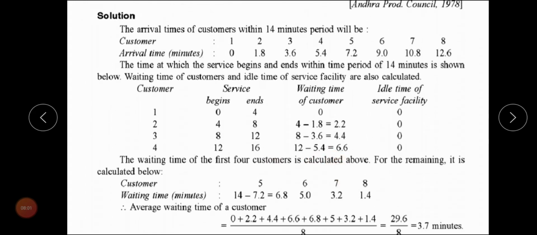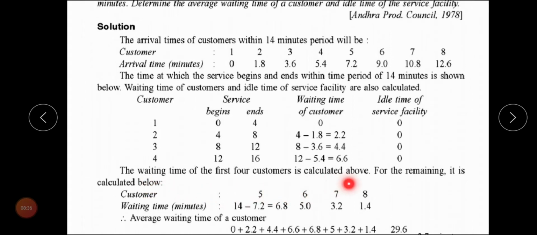So which can be started and which can be completed. But once the 4th customer arrives, it exceeds 14 minutes. For the remaining, it is calculated below. So only waiting time you can calculate, but you cannot calculate the service, as we cannot give service to them. At this stage, service start and begin we cannot calculate, but we can calculate waiting time for the remaining customers, 5, 6, 7, 8.